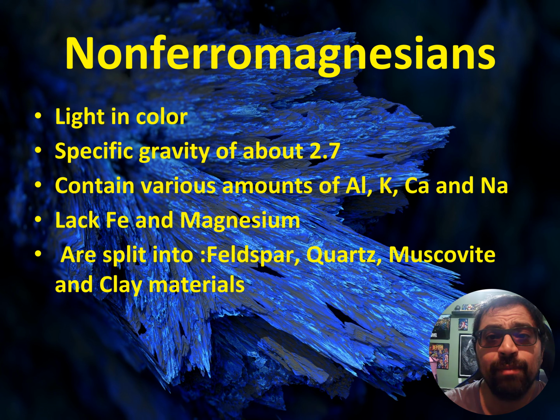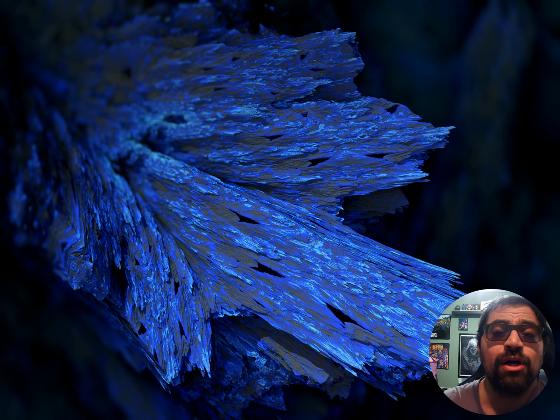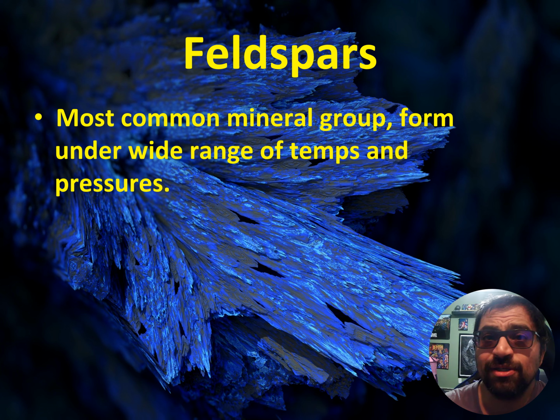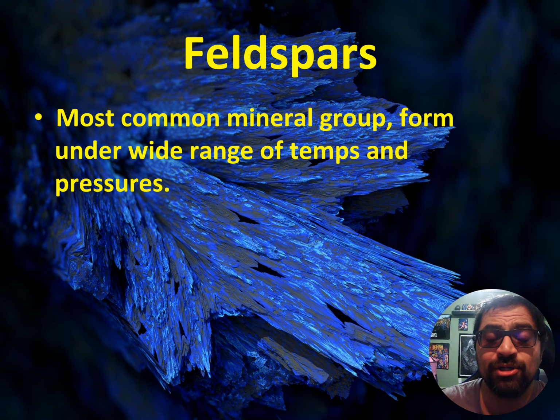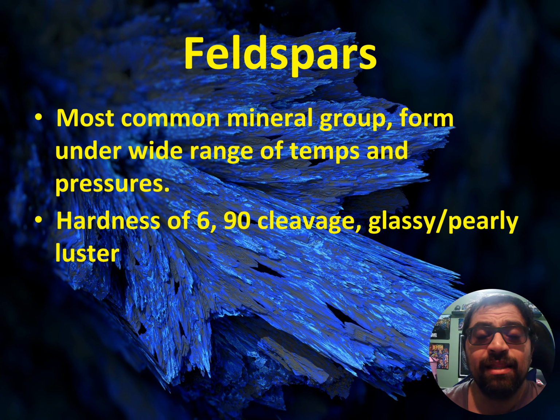When we look at the non-ferromagnesians, they're broken up into a couple of different groups. So we have our feldspars, our quartzes, our muscovite micas, and our clays. Okay, so if we're talking about feldspars, the first group, these are the most common mineral group on the planet. They form under a huge wide range of temperatures and a lot of different pressures. That means that they can form all across the crust, at all different points in the crust, where the crust is at various different temperatures and things like that. Okay, they tend to have a hardness of about 6, so they're softer than quartz, but still relatively high on the scale.